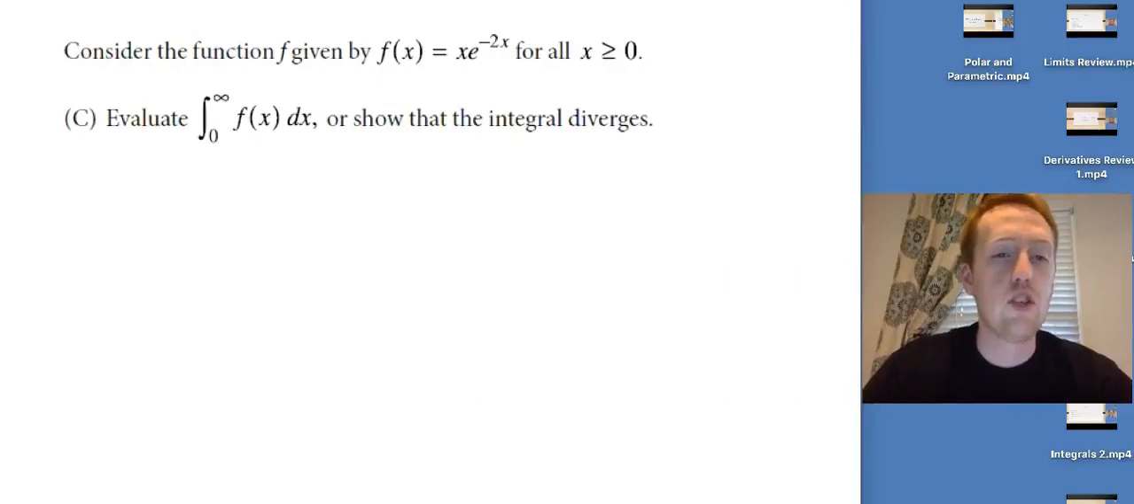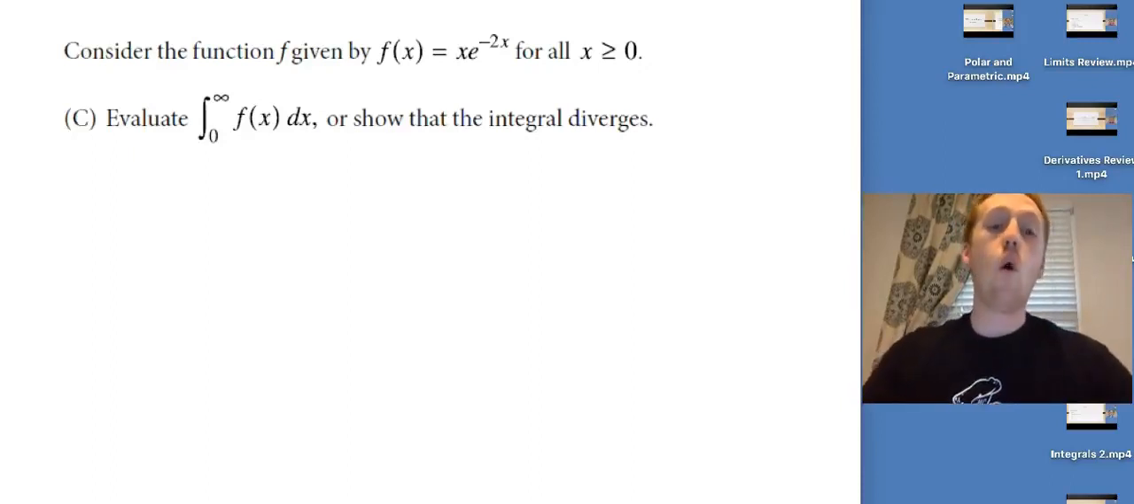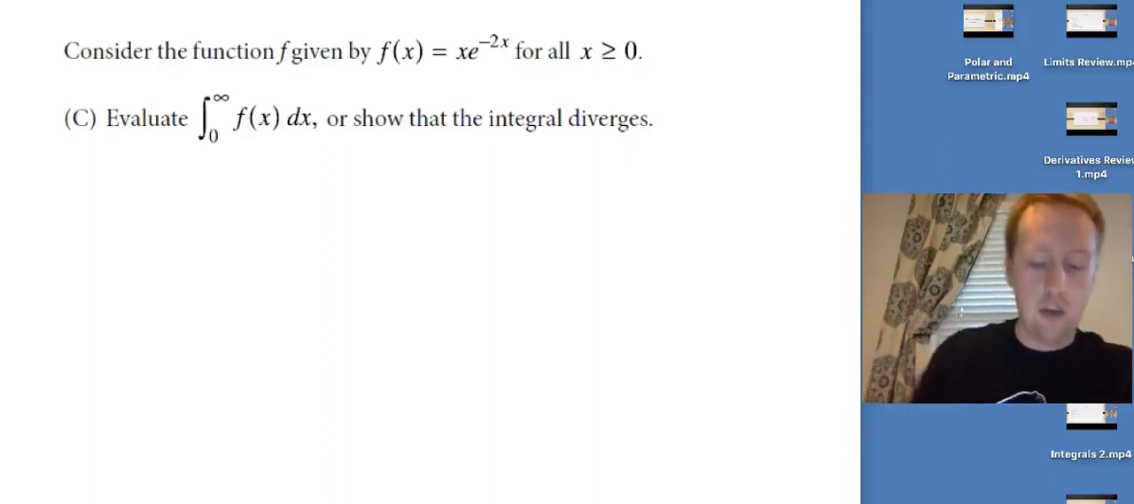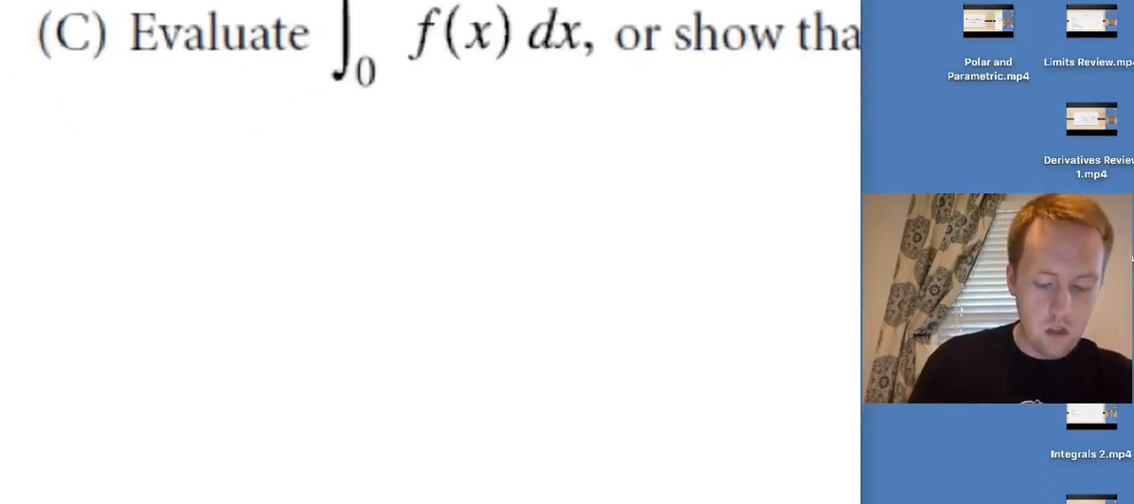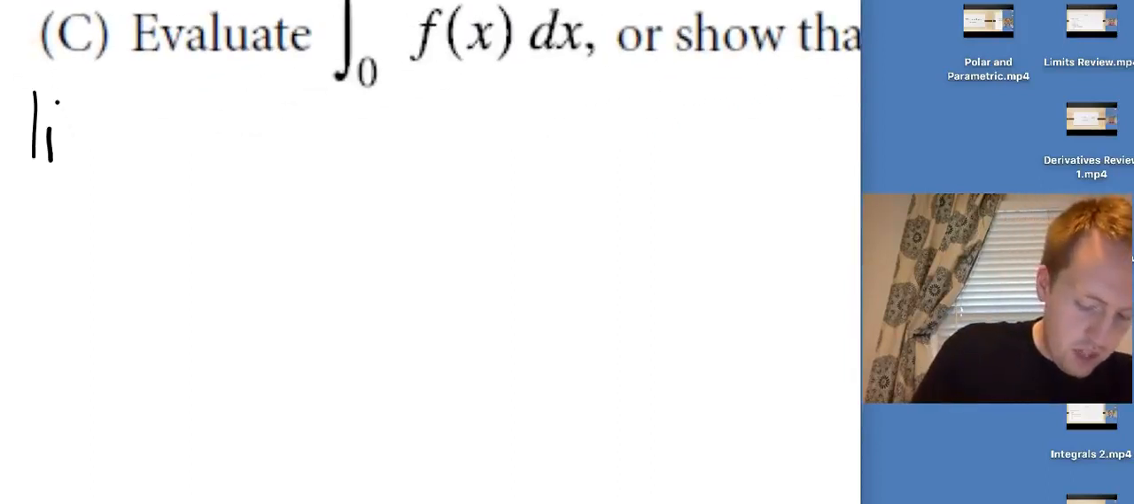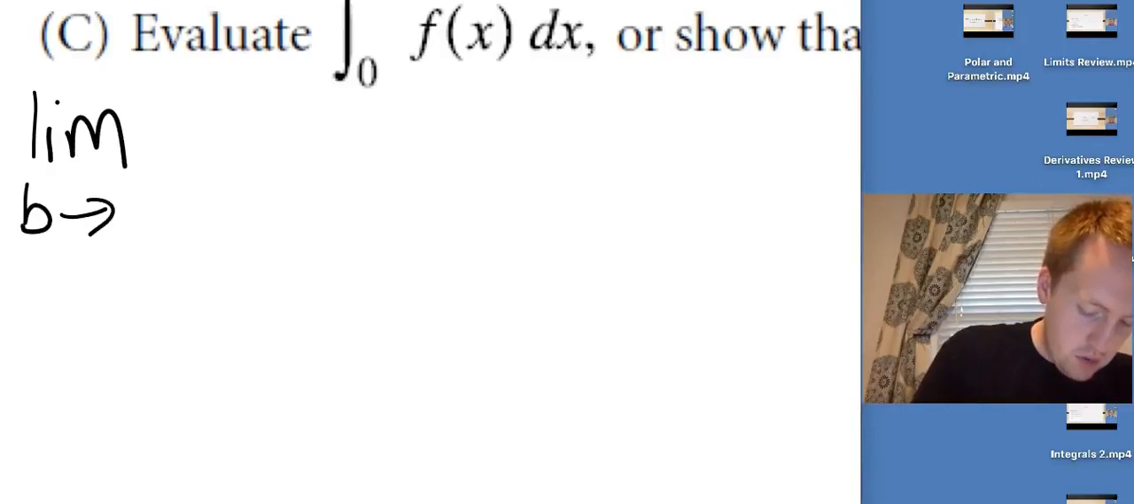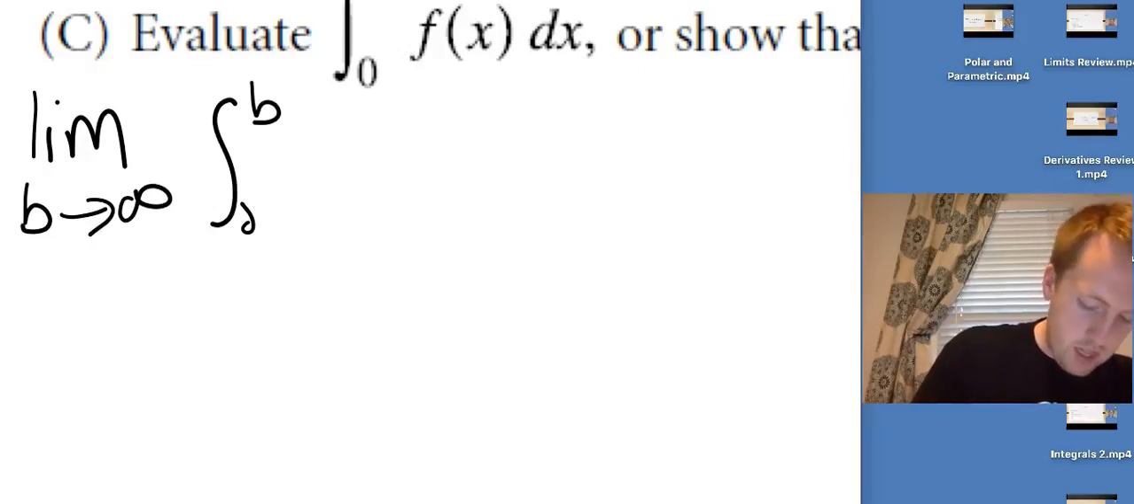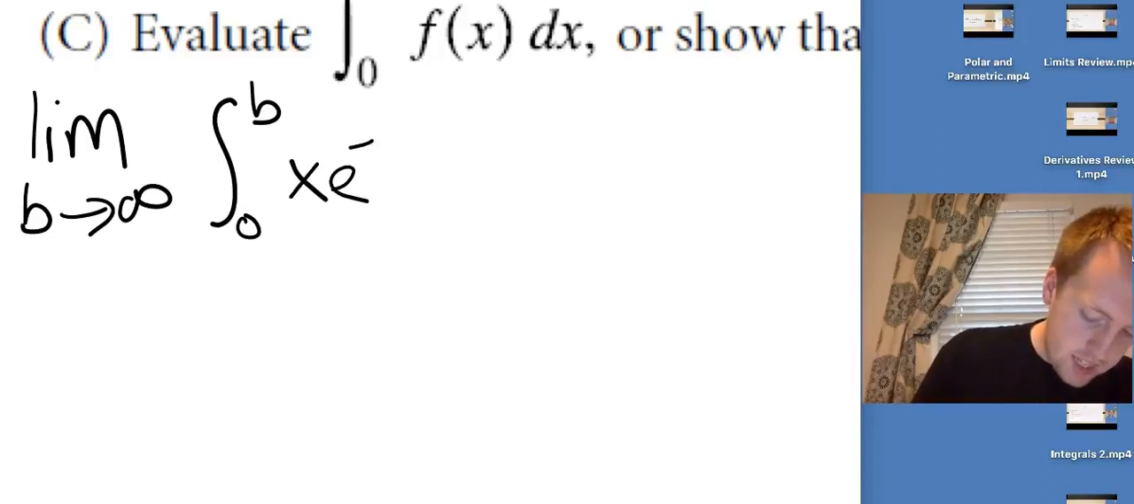All right, first one, consider the function f given by f of x equals x e to the negative 2x for all x greater than or equal to 0. We want to evaluate the integral from 0 to infinity or show that the integral diverges. Okay, so just like we were looking back on that DETAIL thing, I'm going to choose e to the negative 2x to be my dv. So first let me rewrite this. This should be the limit as b goes to infinity of the integral from 0 to b of x e to the negative 2x dx.